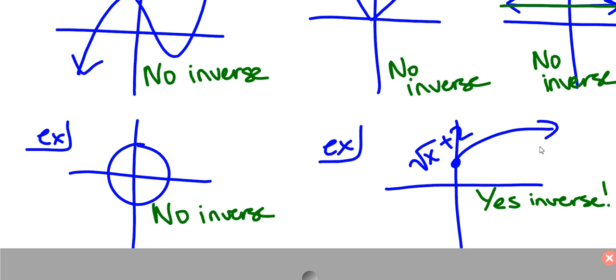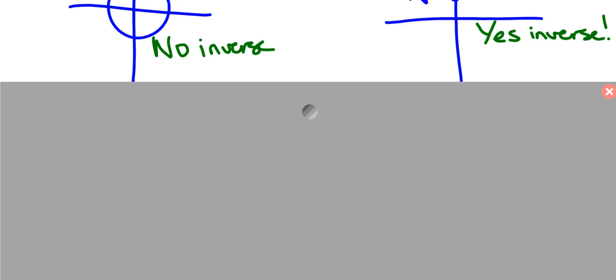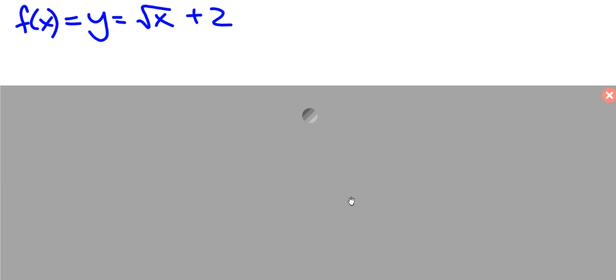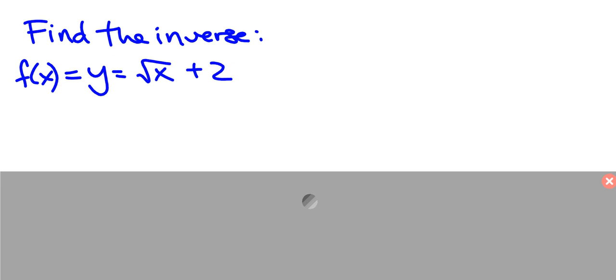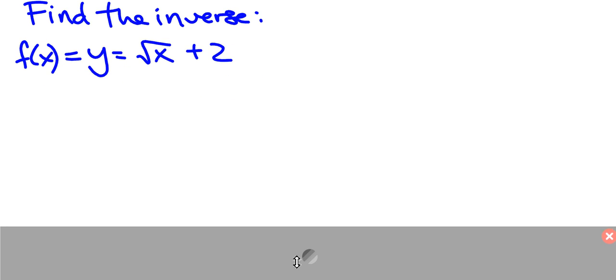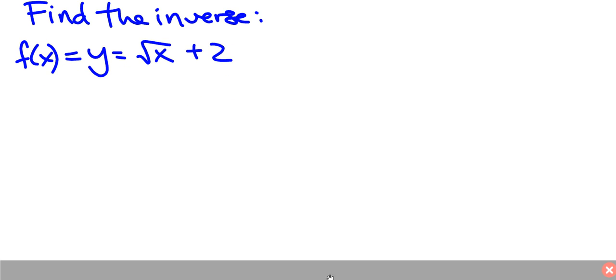So let's take a look at this. This will be our last example for now. We're going to look at this and try to figure out what the inverse will be. So if I keep scrolling, find the inverse of a square root function. We'll also graph this together too. So let's graph this one first.